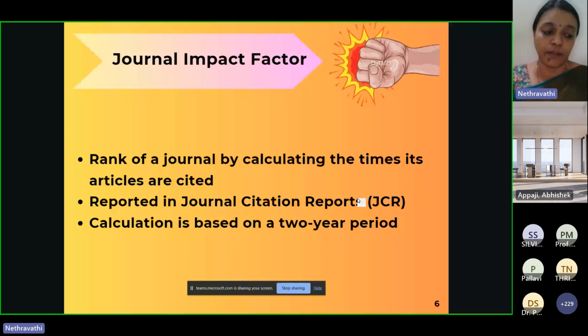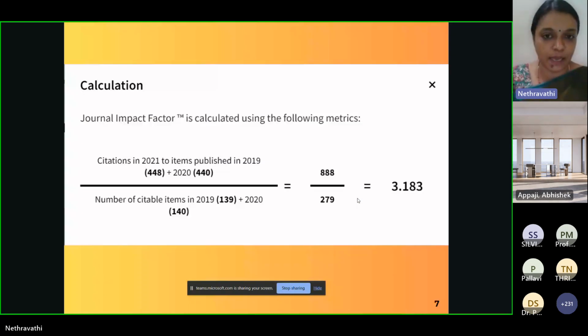So where can you find the whole list of the impact factor of all the journals? You can find it in Journal Citation Reports. And how is it calculated? It is calculated based on a 2-year period. So let us go ahead and see some examples, or some calculations.